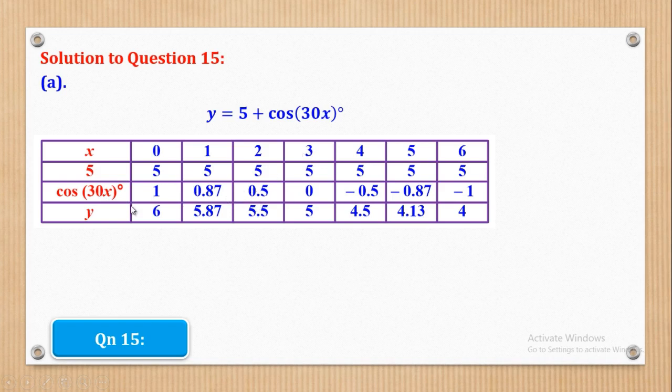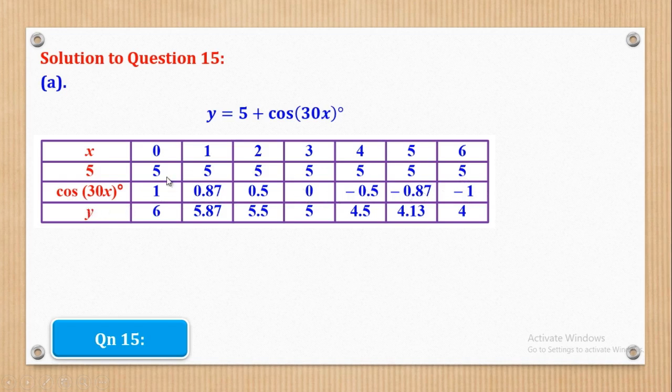When x is 3, 30 times 3 is 90. Therefore cos 90 degrees will give you 0. When x is 4, 30 times 4 is 120. Therefore cos 120 is equal to negative 0.5. When x is 5, 30 times 5 gives you 150. Therefore cos 150 degrees is equal to negative 0.87. When x is 6, 30 times 6 is 180. Therefore, cos 180 degrees will be equal to negative 1. So that's how they generate the row for cos 30x degrees.